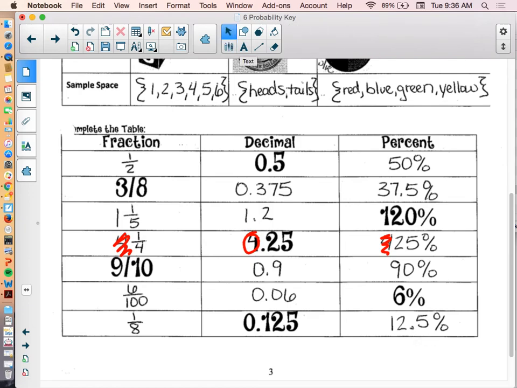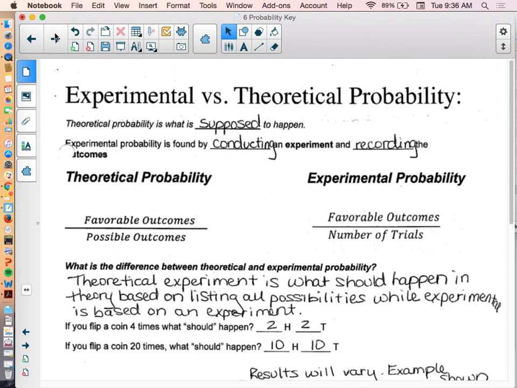All right. Moving ahead to the next page, we're going to talk about experimental versus theoretical probability, and in class, we're going to do a little bit of each. So remember, theoretical probability is what's supposed to happen, and experimental probability is found by conducting an experiment and recording the outcomes.